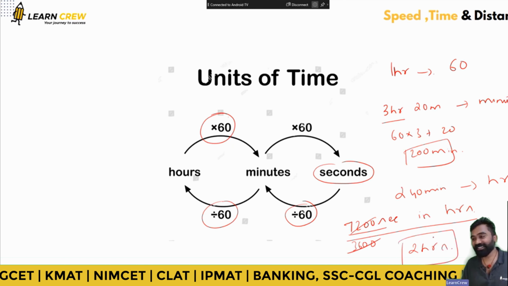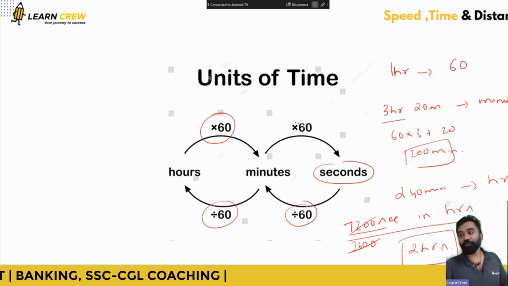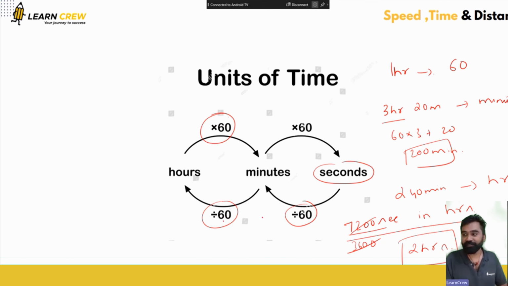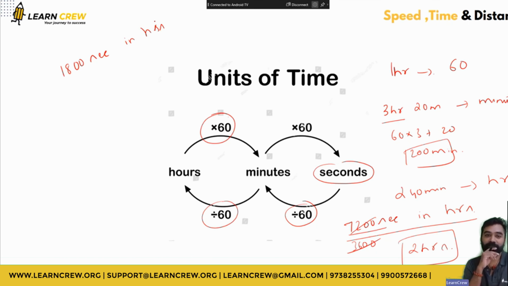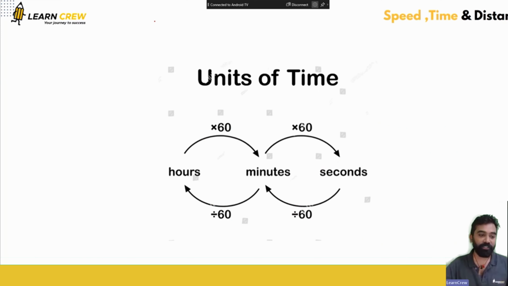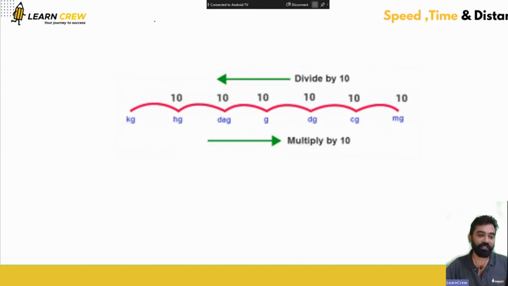That was difficult here, right? When you go this way, you multiply. When you go down, you divide. What is 60 into 60? 60 into 60 is 3,600. Clear or not clear? Okay, let us see. What is 1,800 seconds in hours? Half. Clear how you're getting this? Clear with these two concepts? First one is this, second one was this.